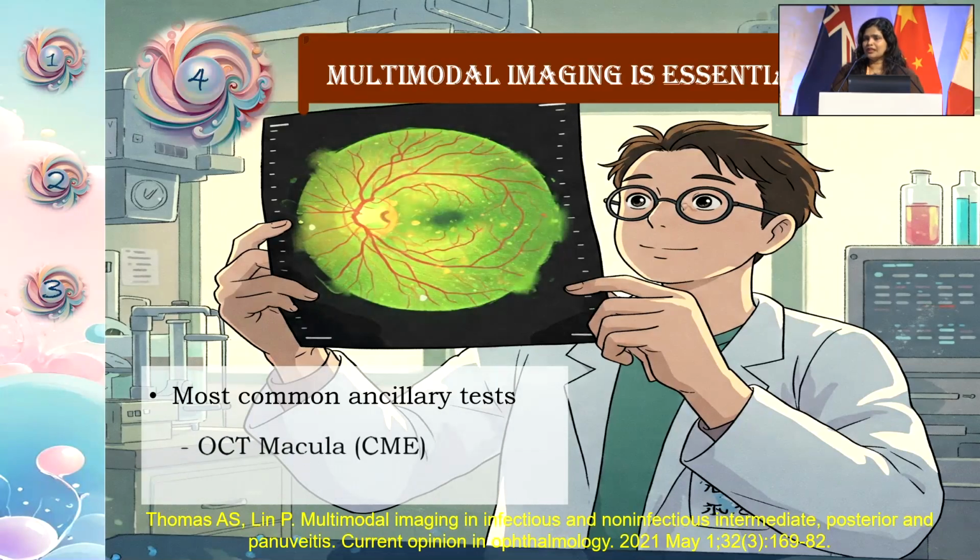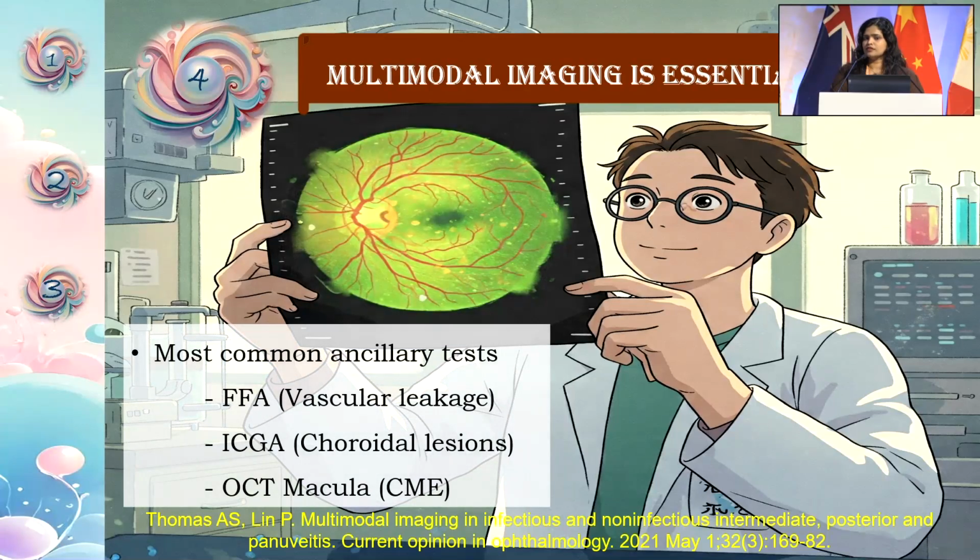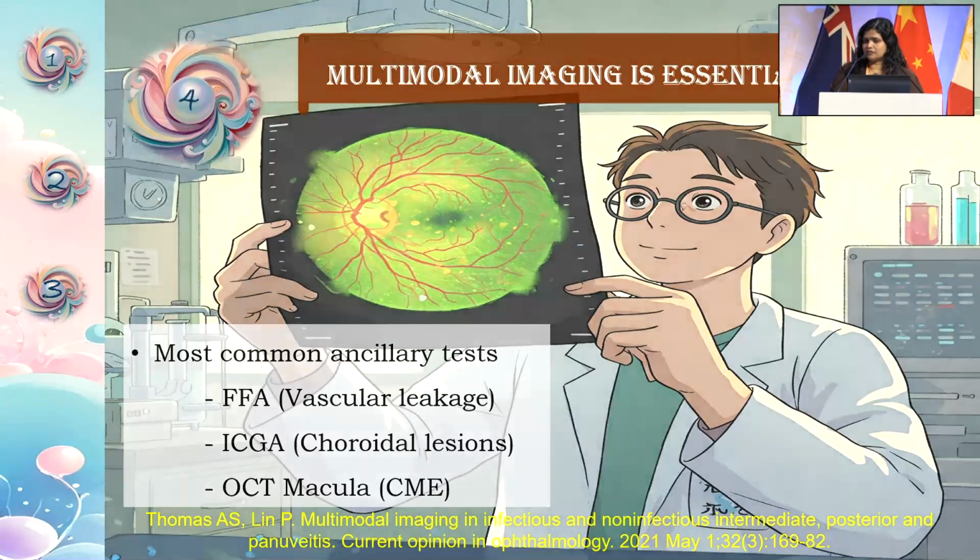Next, the most commonly available non-invasive test is OCT macula, to look for cystoid macular edema, which is considered the most common cause of drop in vision in posterior uveitis. So the most common ancillary multimodal imaging done in a case of posterior uveitis is fundus fluorescein angiography, ICG and OCT macula.